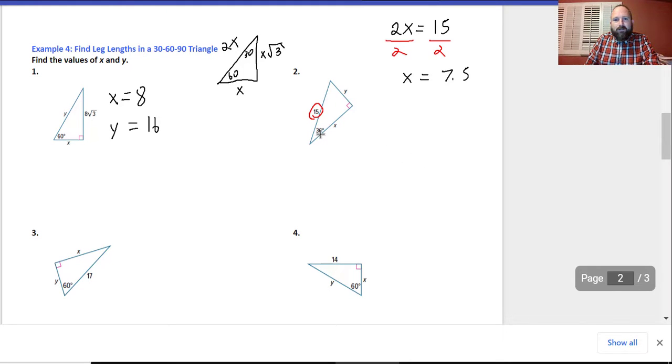It's actually going to be across from the 30 degrees. So it's not x, it's y. So in this situation, y is 7.5. And so now we'd have to multiply by radical 3 to get the x. So across from the 60 degrees is 7.5 radical 3. That's it. All right, go ahead and work on problems 3 and 4. We're going to go on in 3, 2, 1.